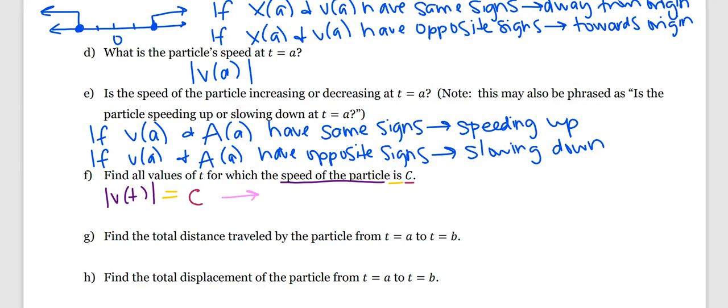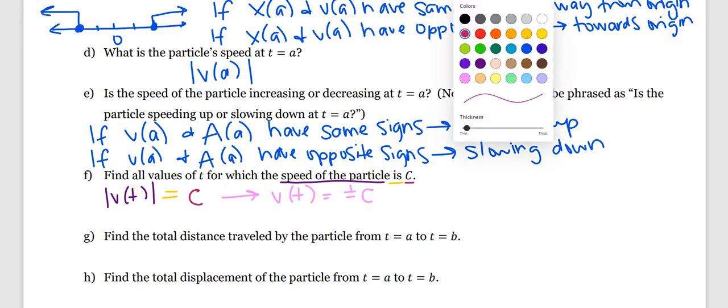But now let's maybe clean this up a little bit. Let's rewrite this. Let's drop the absolute values from the left. And if I do that, what do I need to do to the right? I need to add a plus or minus, correct? So I want to see if the speed is c. That's the same as saying when the velocity is both positive c and negative c.